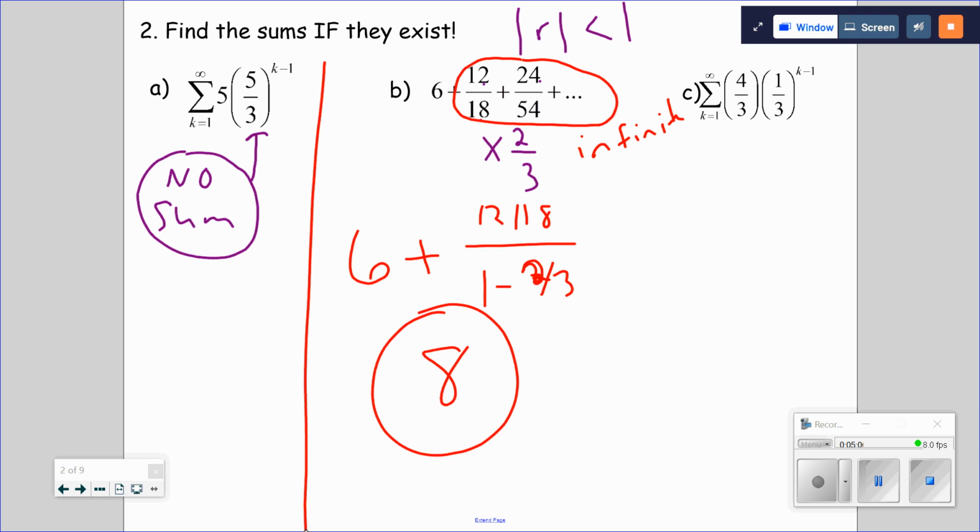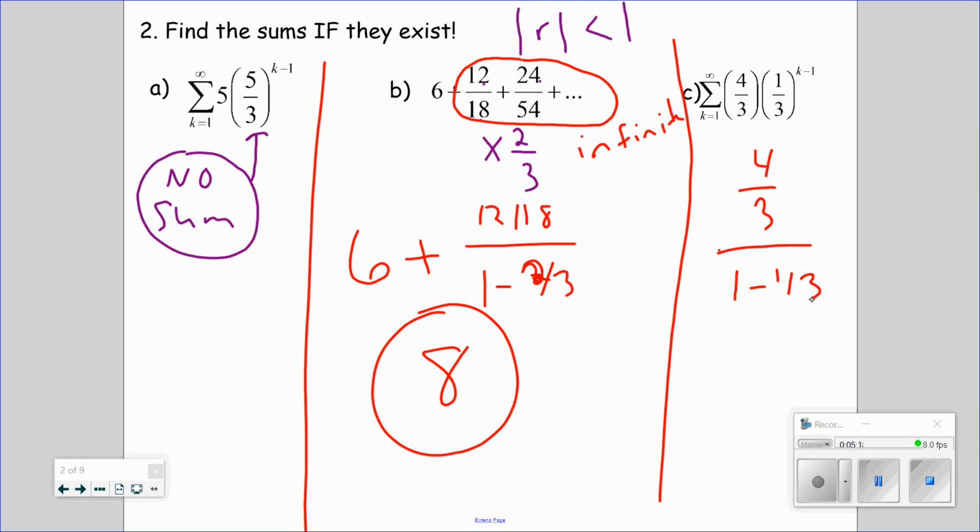And then finally in part C, the R value is 1/3, so that's perfect for me to be able to find an infinite sum. So I'll put my A1 on top and my 1 minus R on bottom. And if you use the fraction button, you can type it in all at one time and get 2.